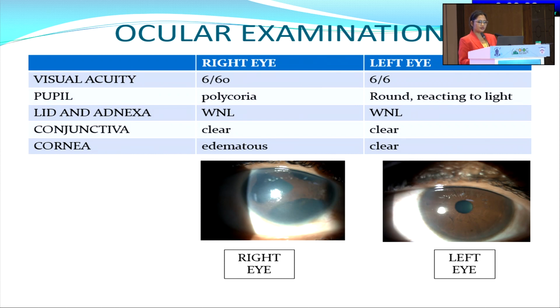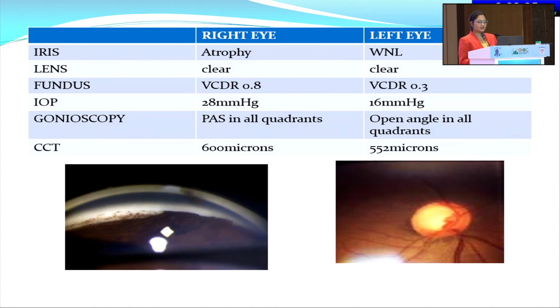On ocular examination, the visual acuity of the right eye was 6/60, left eye was 6/6. In the right eye, there was pupil polychoria, lid and adnexa were within normal limits. Conjunctiva was clear, cornea was edematous, as we can see in the picture. Iris was atrophied in the right eye, but within normal limits in the left eye. Lens was clear. Fundus cup disc ratio was 0.8, while in the left eye, the cup disc ratio was 0.3. On IOP measurement, the right eye was 28 mmHg, and the left eye was normal at 16 mmHg.